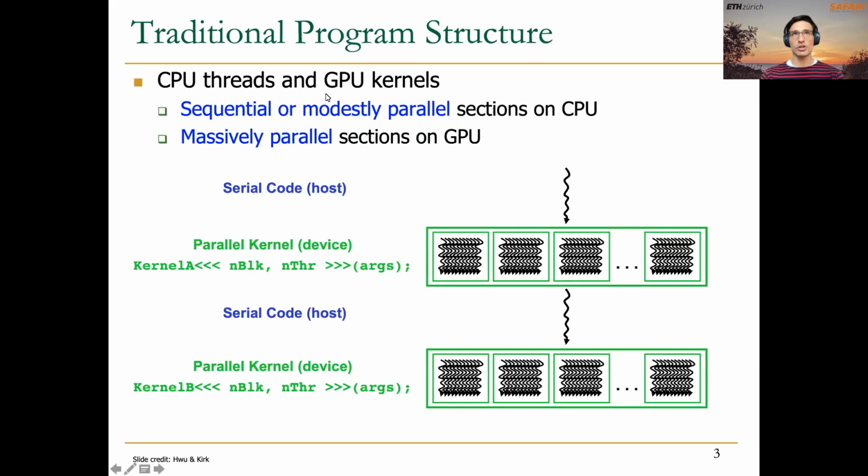Remember that in the traditional program structure, we are going to execute sequential or modestly parallel sections of our code on the CPU, continue using serial code running on the CPU, and then at some point we will reach sections of the code that are massively parallel. In those cases, we will execute a kernel on the GPU. Remember that when we launch a kernel on the GPU, this is executed by a grid of threads, and the grid of threads is organized into thread blocks, all of them with the same number of threads. And these thread blocks are scheduled onto the GPU cores, onto the hardware. After the kernel termination, we have all thread blocks synchronizing. We can call this a coarse grain synchronization. Then some more serial code, or modestly parallel code, will run on the host CPU, and at some point we will launch a new kernel.